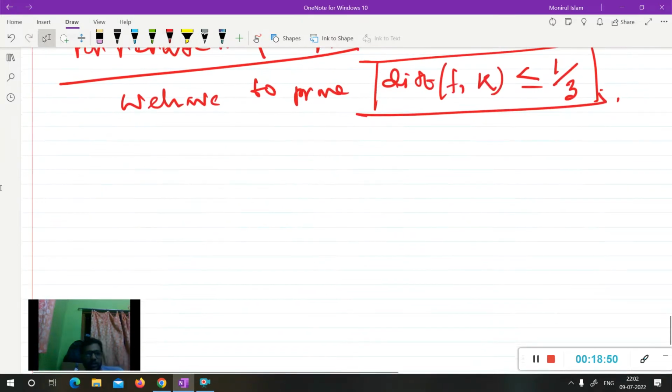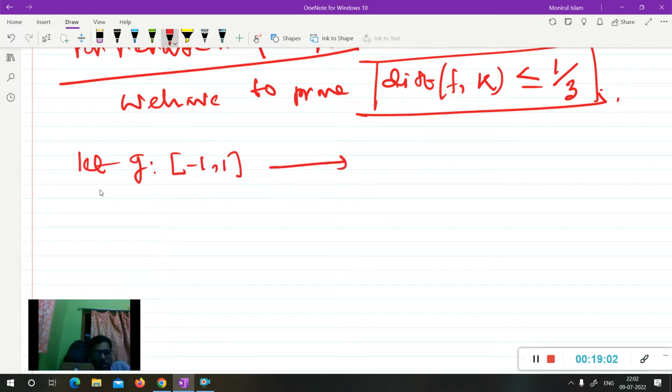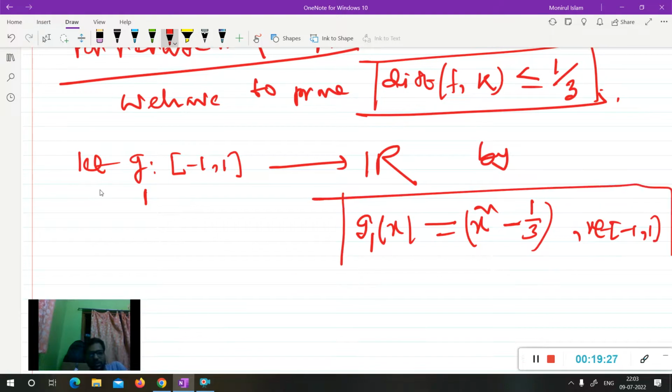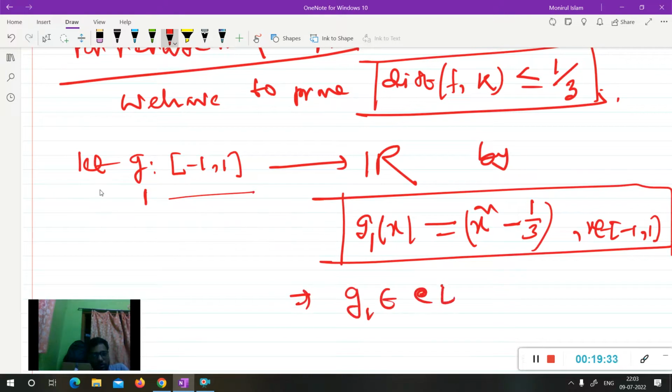So I am proceeding. See, I am taking a function g, defining a function. Obviously on the closed interval [-1, 1], because all functions are defined on [-1, 1]. So defining a function g from the closed interval [-1, 1] to R, a real valued function defined on [-1, 1], you can name it g1. So g1(x) I am defining as x² minus 1/3, where x belongs to [-1, 1]. There is no need to check that this function is continuous on [-1, 1], so you can tell that g1 belongs to C[-1, 1].